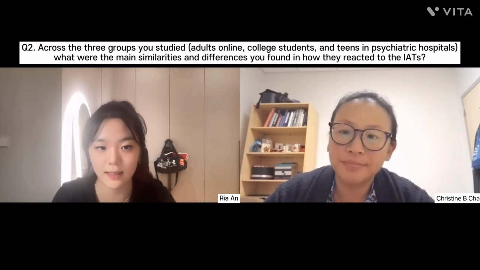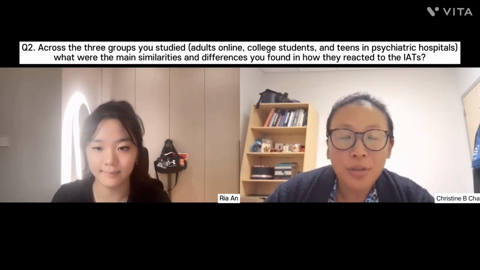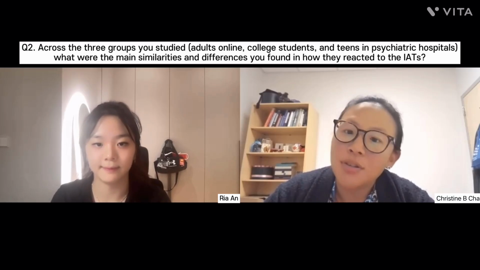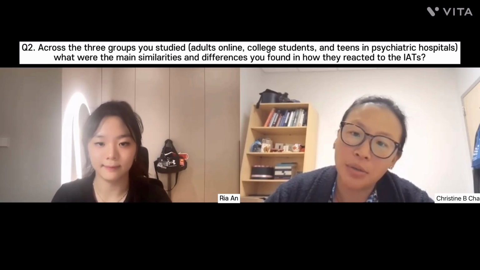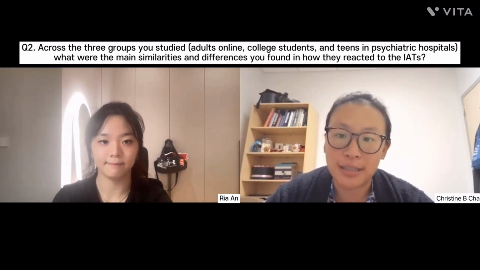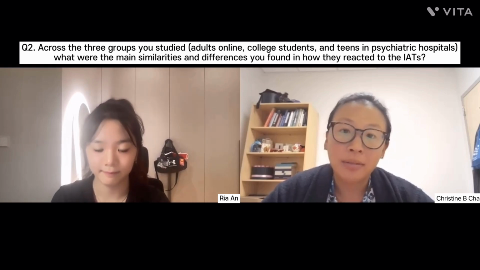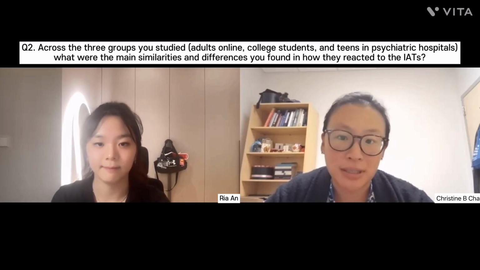Got it. Now that we understand the implicit association test, our next question is, across the three groups you studied, adults online, college students, and teens in psychiatric hospitals, what were the main similarities and differences you found in how they reacted to the IATs? So, yeah, we found three main things. First, across our studies, we found people who were presented with these self-harm words and images did not report any increased desire to self-injure or desire to die after completing these reaction time tasks, these IATs. That, as someone who delivers this and is trying to test and develop this, was a relief to see.